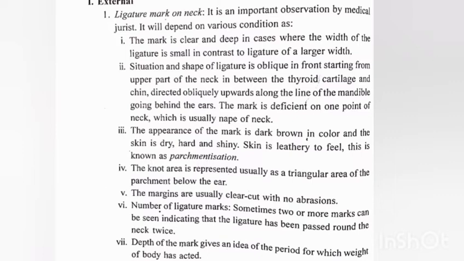The knot area is represented usually as a triangular area of parchment below the ear. The margins are usually clear cut. There will be no abrasion. As for the number of ligature marks, sometimes 2 or more marks can be seen, which indicates the ligature has been passed round the neck twice. The depth of the mark gives an idea of the period for which the weight acted.